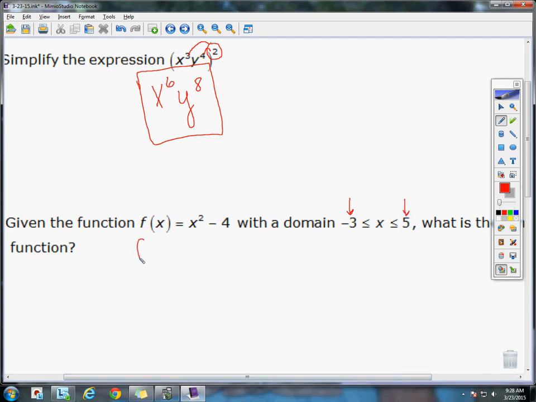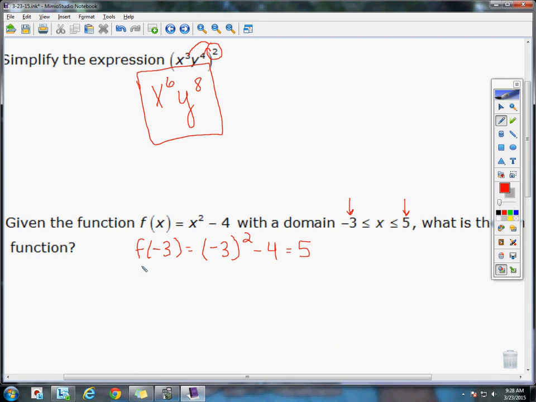So first we're going to plug in the negative 3. Remember, if you're squaring it, we're going to put it in parentheses. Negative 3 squared minus 4. You can type it in the calculator. You can do it in your head. Negative 3 squared is 9. 9 minus 4 is just 5.